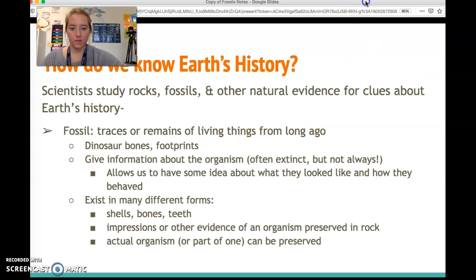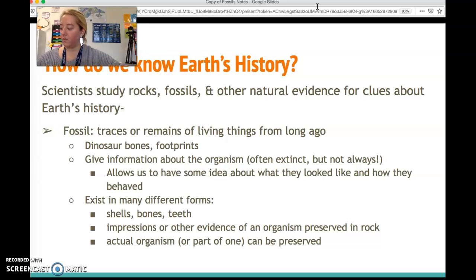So how do we know Earth's history? We talked about Earth's history, so the different time periods that we studied, the eons, the eras, the periods, and the epochs. So we talked about how scientists know. One of the ways is by studying the rocks and the fossils and other natural evidence for clues about Earth's history. Fossils are, good, easy definition, traces of animals, or traces, not just animals, plants too, traces of living things and single-celled organisms like protists.